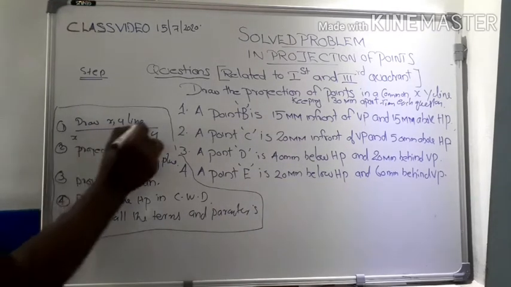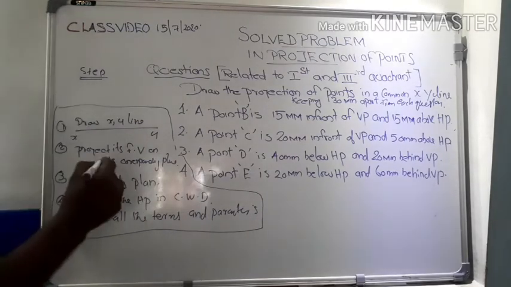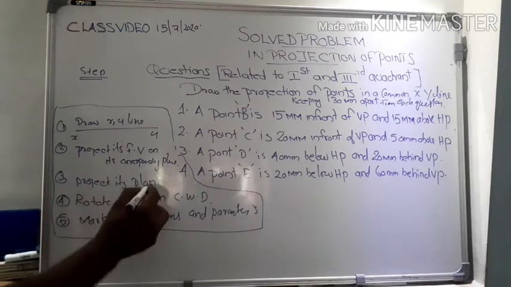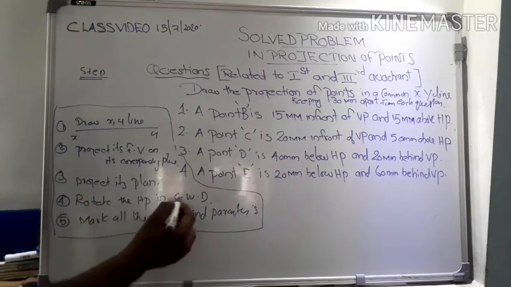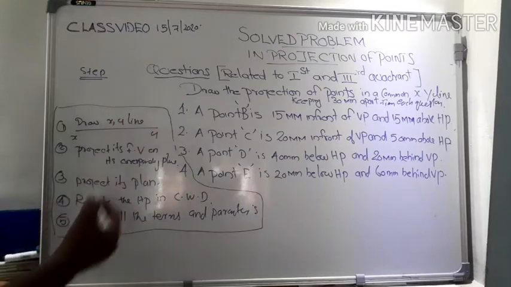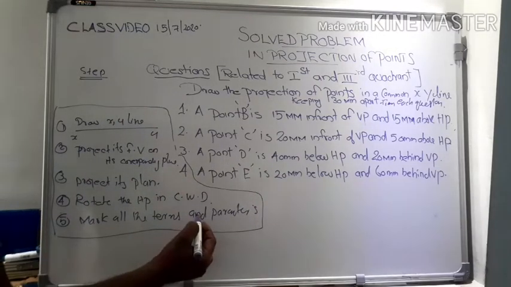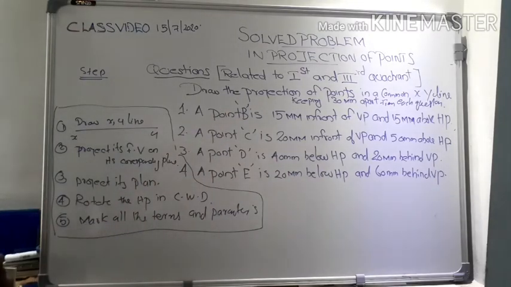Here, first we have to draw the xy line, then project its front view on its corresponding plane. Then the third step is project its plan on its corresponding plane. Fourth one, assume the HP rotates in clockwise direction. And the fifth one is mark all the terms and parameters associated with that question. This is our common procedure.